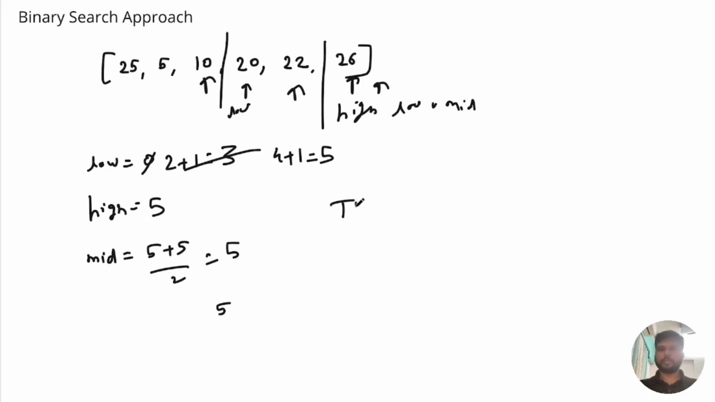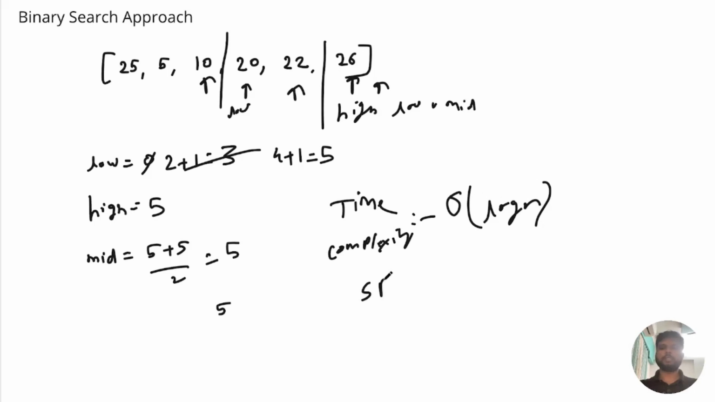Now what is the time complexity of this approach? As we are using the binary search approach with just a little bit of modification, the time complexity will be similar to binary search, which is O of log n. Okay, and what is the space complexity? As we are not using any extra space, the space complexity becomes O of 1. Okay, so hope we are clear with this approach. Now let's look at the C++ implementation of the same.